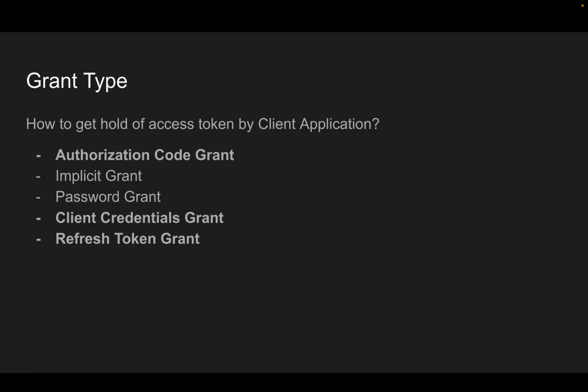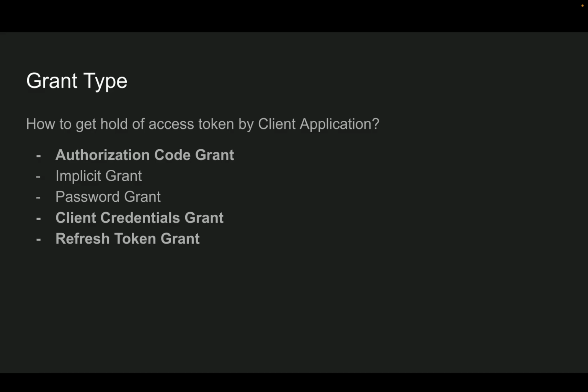The another grant type is implicit grant, in which the authorization server will send the access token to the client application instead of authorization code. Another is password grant, where client application collects user's username and password and uses those username and password in order to get access token from the authorization server. In the client credentials grant, the client application sends its own client ID and client secret to the authorization server in order to get the access token. And that access token is for that client application. It is not related to any specific user.